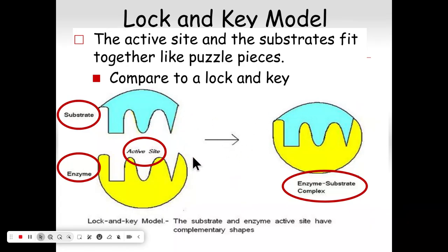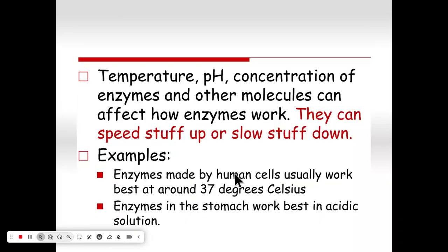Some chemical reactions you break down the reactants, and other chemical reactions you build them up. So they are both exothermic and endothermic. High temperature, pH, concentration, enzymes and other molecules can affect how enzymes work. Some enzymes are based on temperature, some enzymes are based on additional acids or bases. So they are very, very specific.